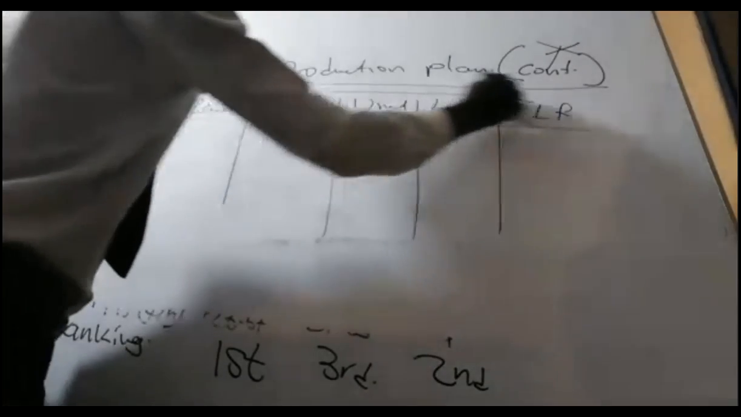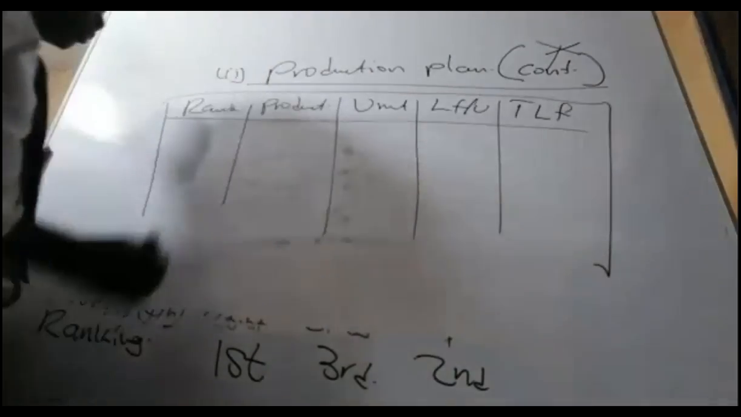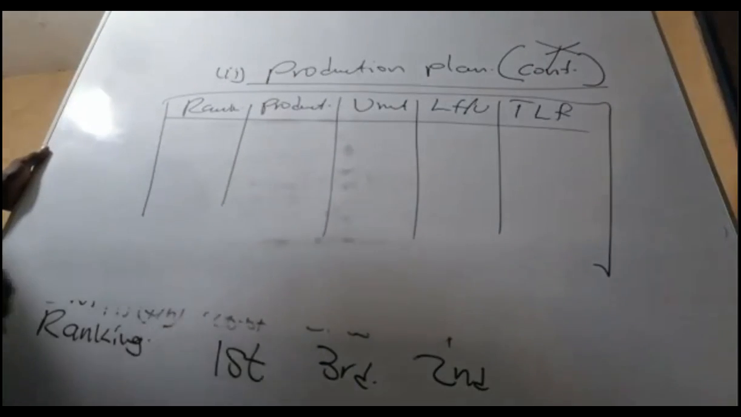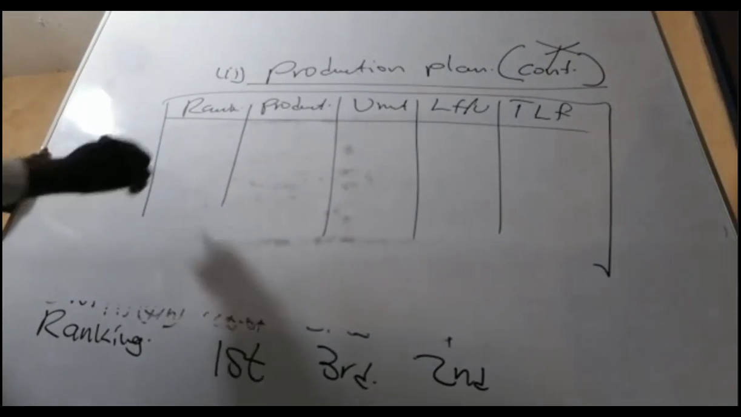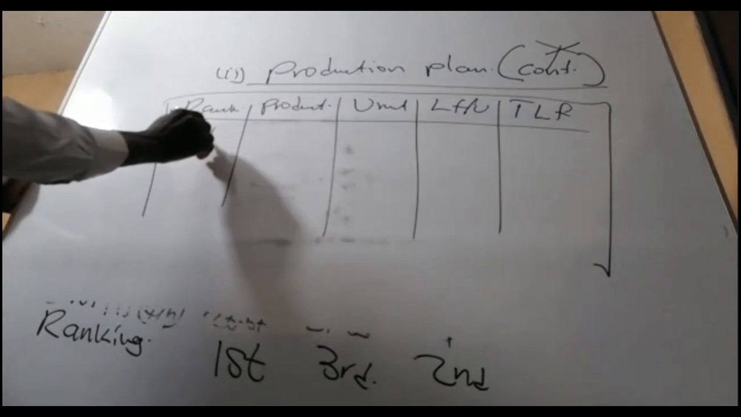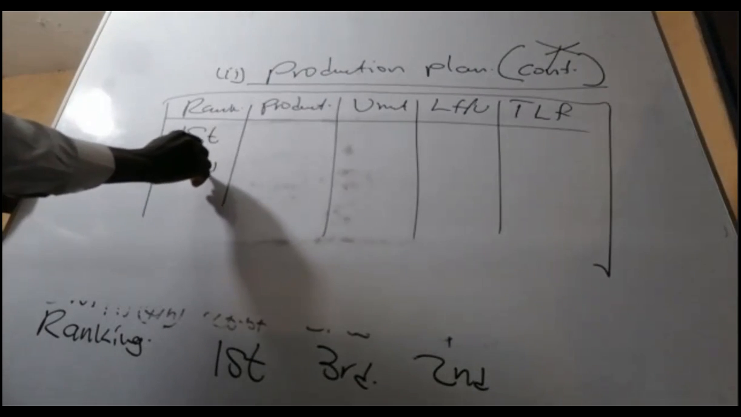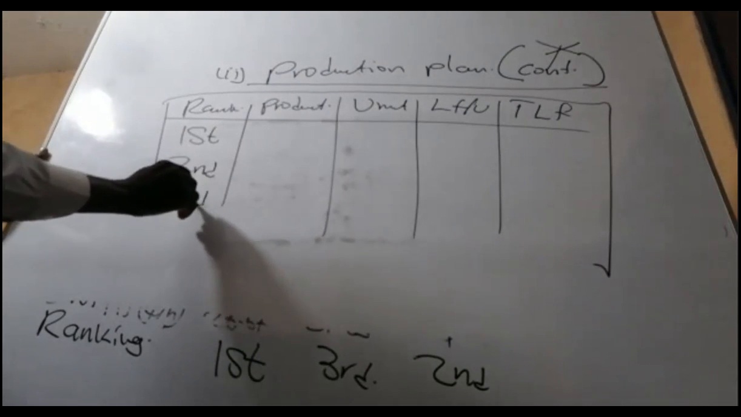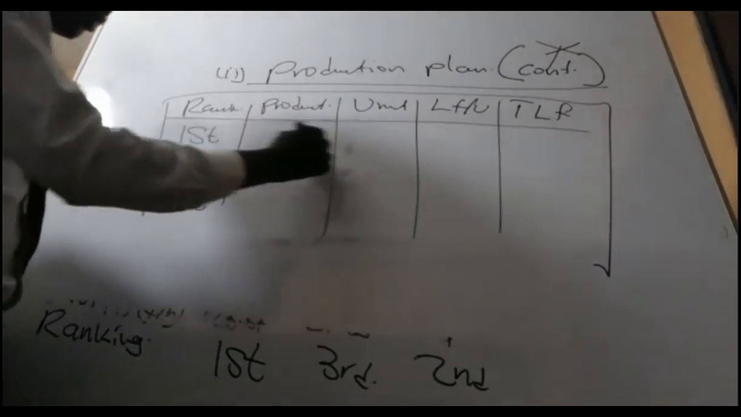So this will be the final answer. There are three products. So the ranks are three. First, second, third.